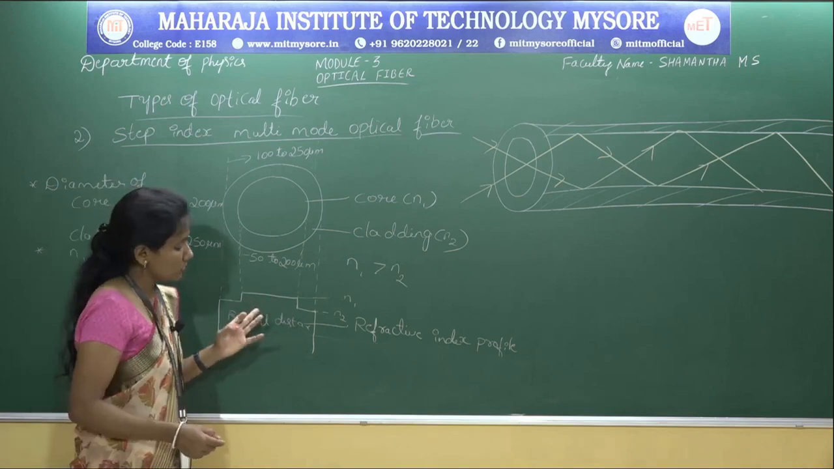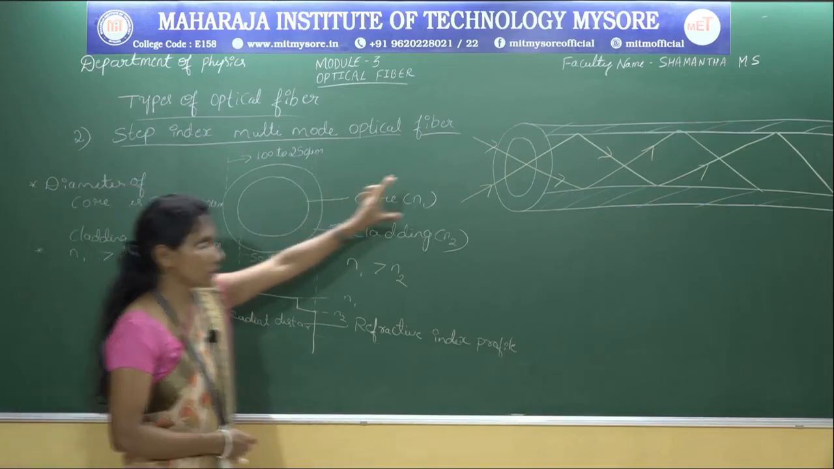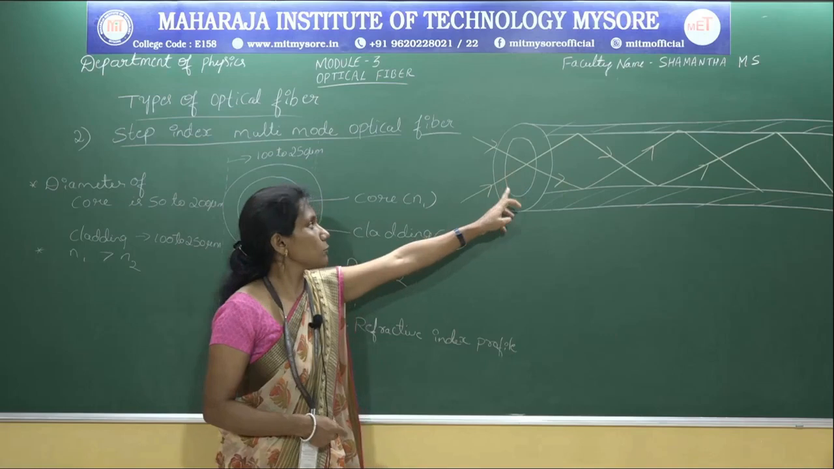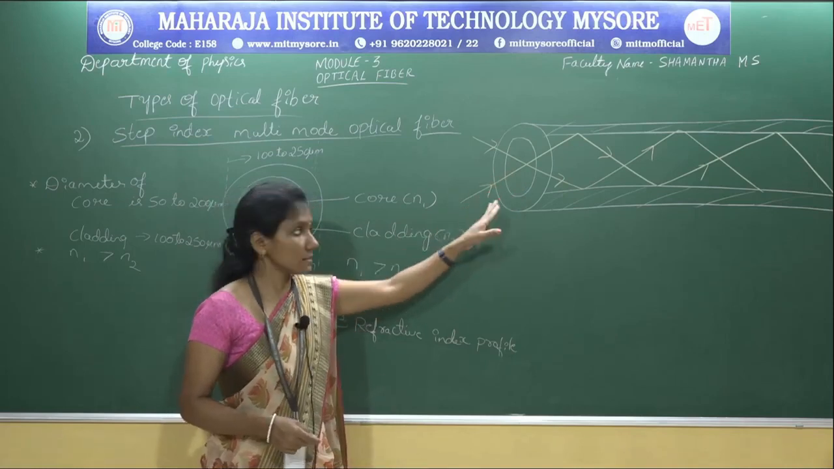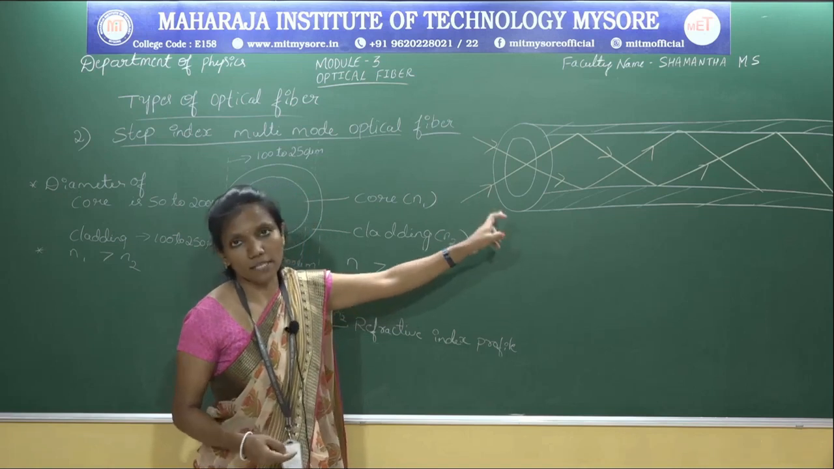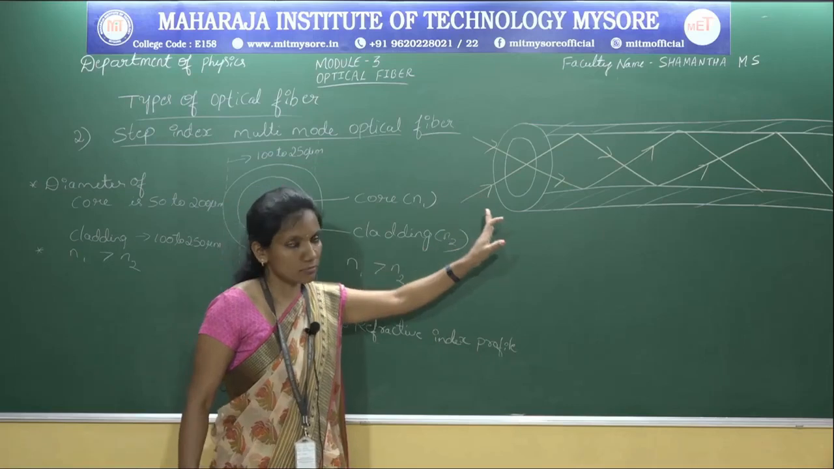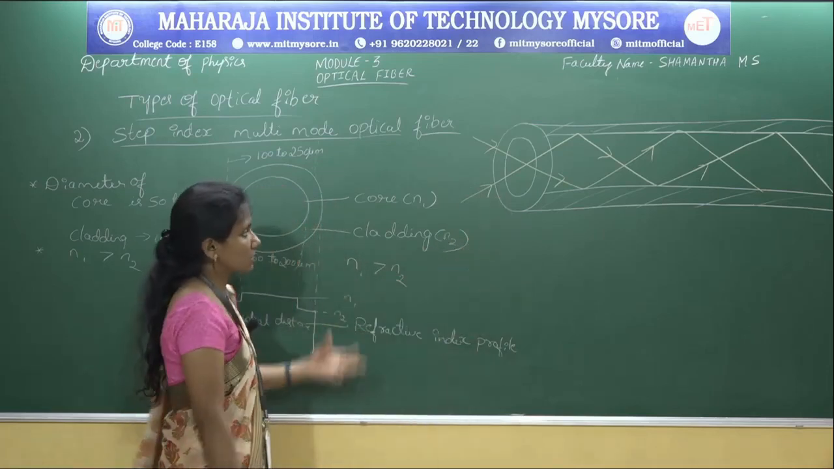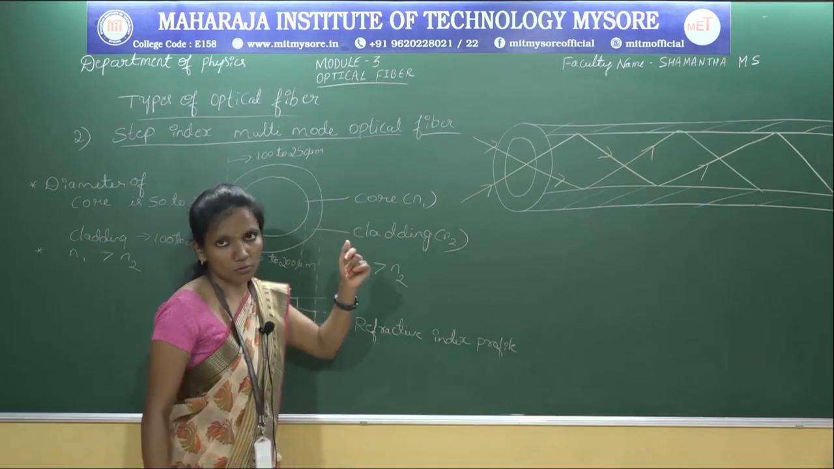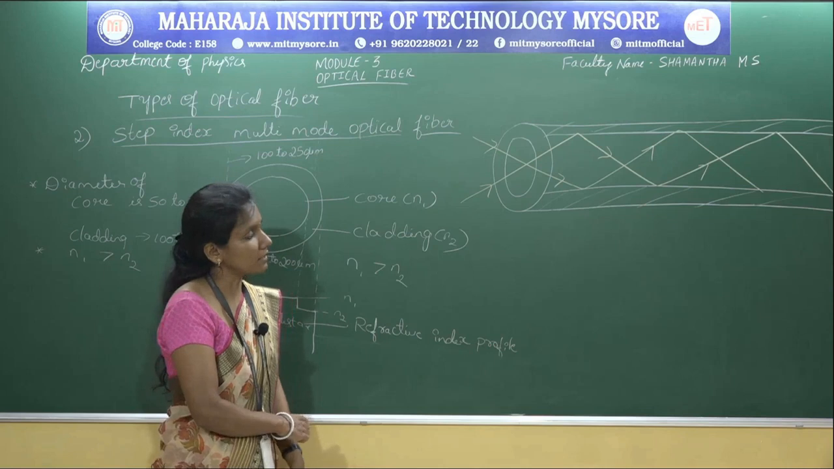Here the core diameter is bigger compared to the single mode optical fiber. So that's why multiple rays will travel inside the optical fiber. More than one ray can travel inside, because the diameter of the core is larger compared to the first type of optical fiber.